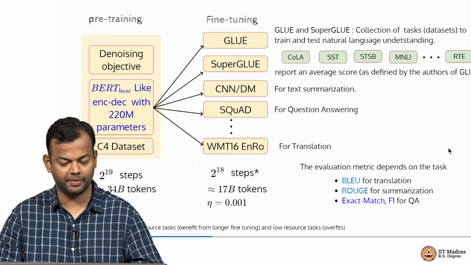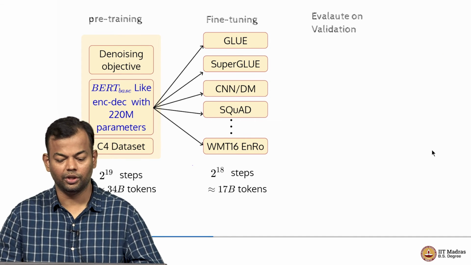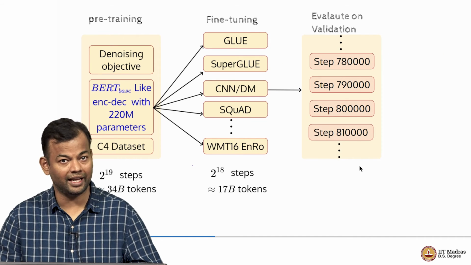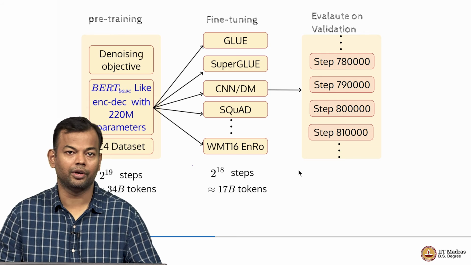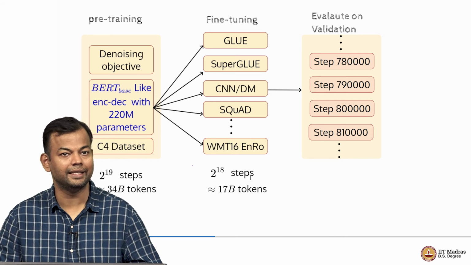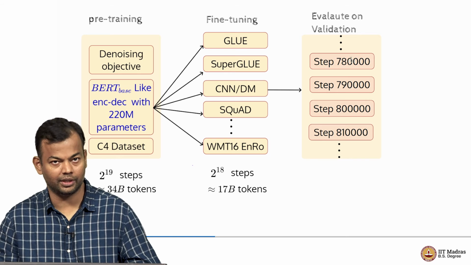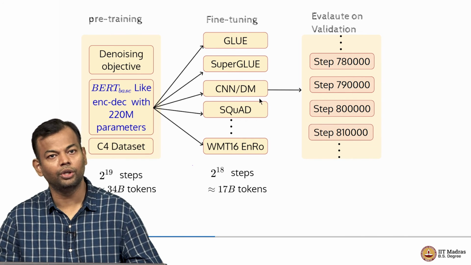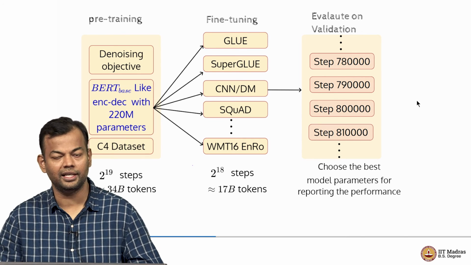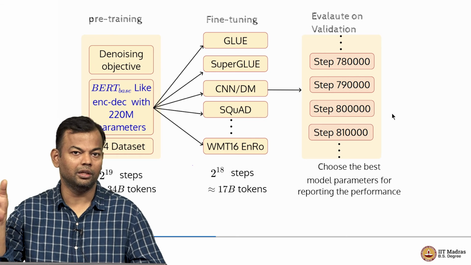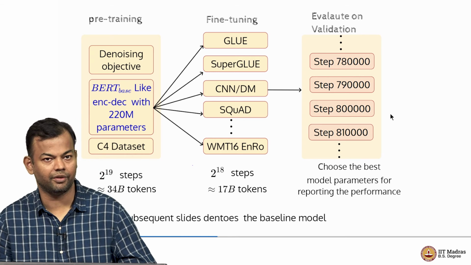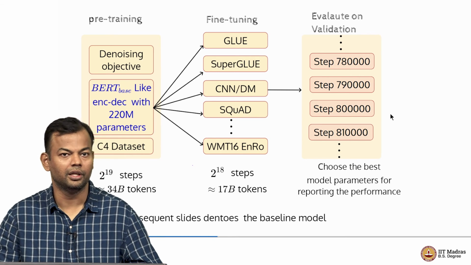Okay, and there were task-specific evaluation metrics that they used. You evaluate it on the validation set. So you're training for some 2 raised to 18 steps. After every, say, 1 lakh steps or 10,000 steps, you would keep checking the performance on the corresponding task on the validation set, and then choose the best model for reporting the performance, right? Whichever model gave the best performance.